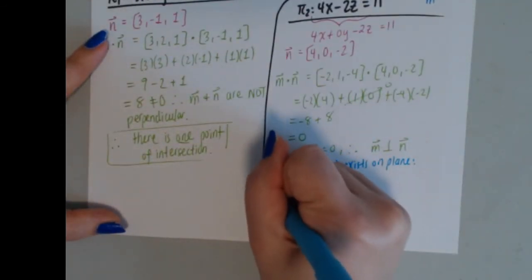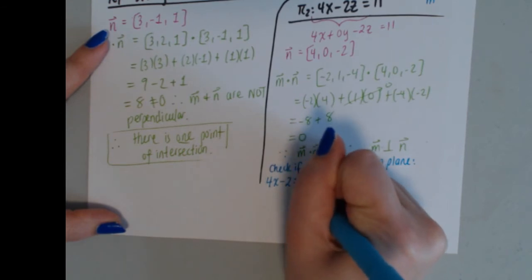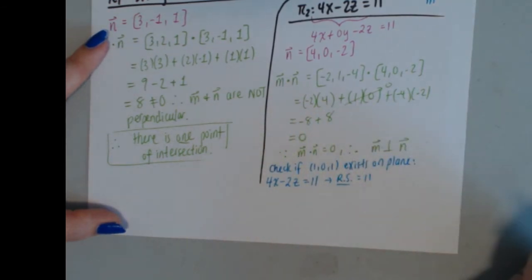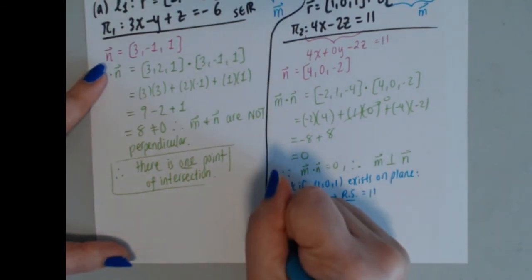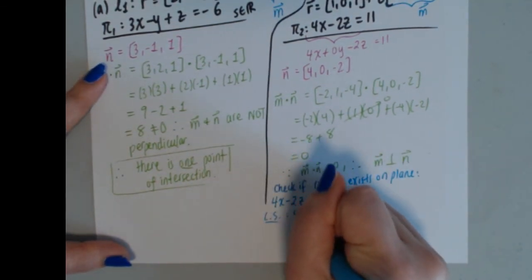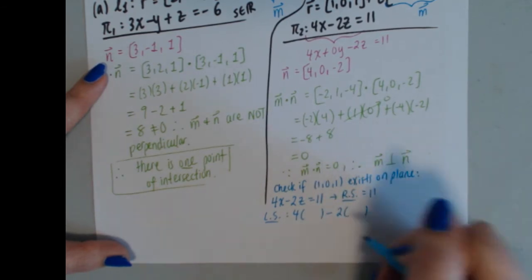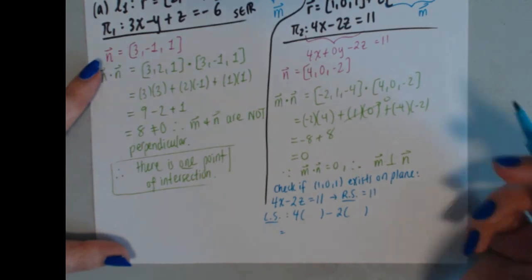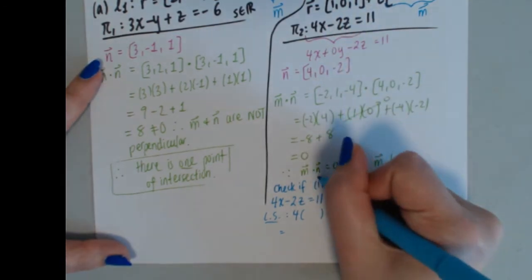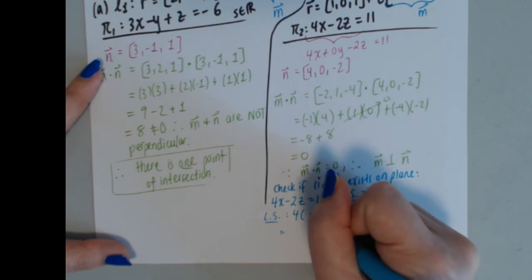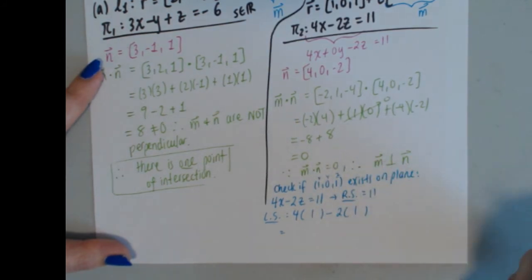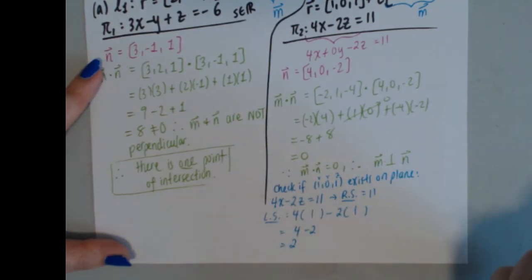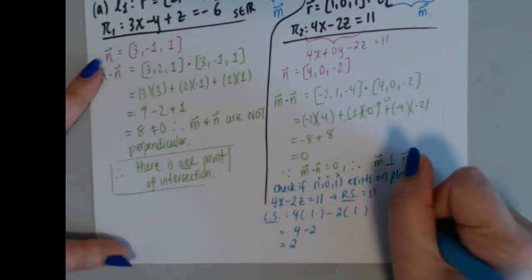Our equation of the plane is 4x minus 2z equals 11. So the right side of this equation is equal to 11. Let's see what the left side can equal. Left side, we've got 4x minus 2z. We have 1, 0, 1, so there's x, y, and z. X is 1, z is 1. So we have 4 minus 2, which is 2. So the left side does not equal the right side.